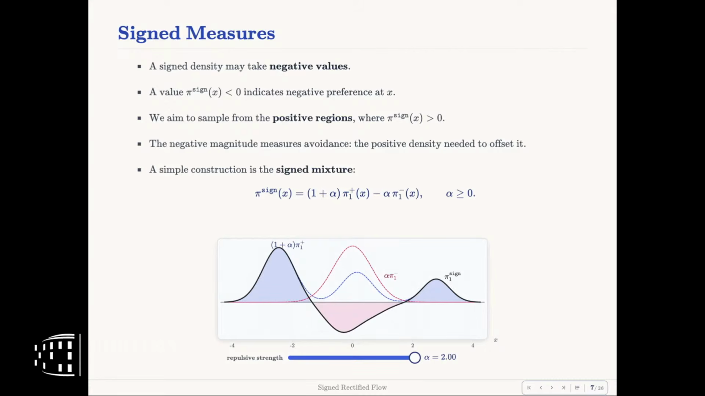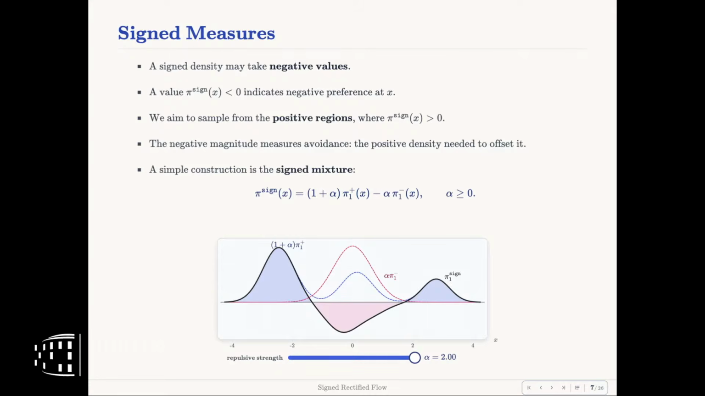And then, a simple way to construct a signed measure is you can actually mix two probabilities, but with a negative mixture. So let's say pi plus is the distribution that you want to encourage, and pi minus is the distribution you want to discourage. And then you build this extrapolation, right? So alpha represents the magnitude, right? So if the magnitude is high, you want to emphasize the negative preference over pi plus, right?